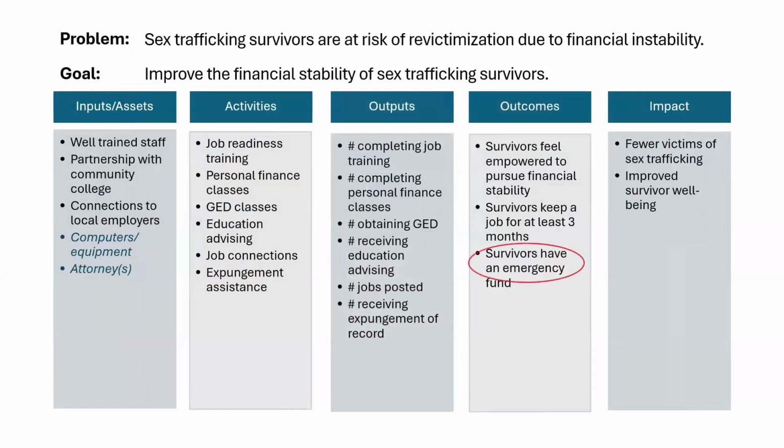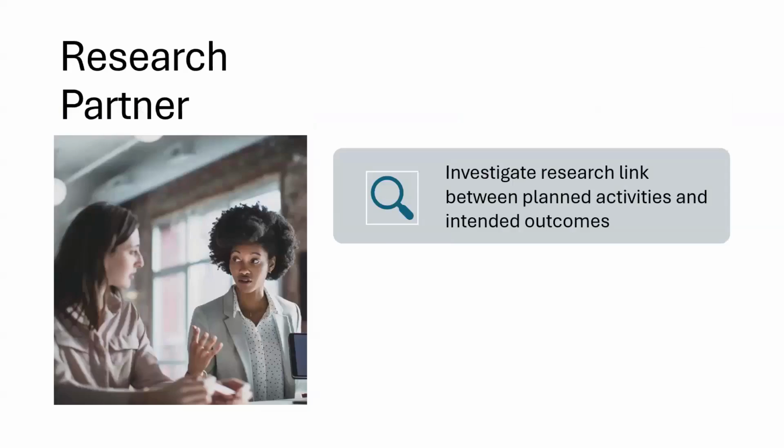Is having an emergency fund a key indicator? Is holding a job 3 months considered an indicator of success? Is 1 month just as good, or 6 months? Maybe the research indicates life skills training is crucial for success to help with goal setting or other issues. Having that expertise can be helpful to identify these evidence-based links.